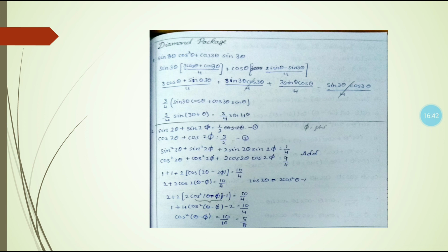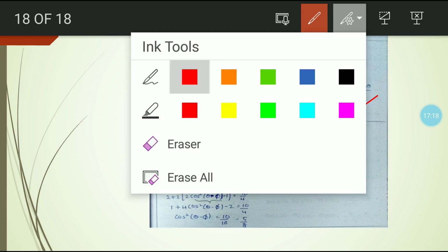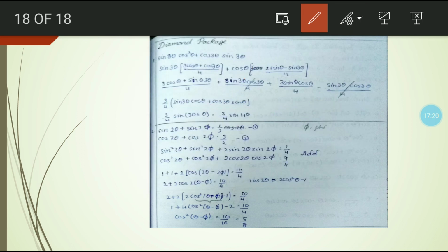Now here finally we came to the diamond package. So in the diamond package, the first question is sin 3 theta sin cube theta plus cos 3 theta cos cube theta. Now if we see here, as you know, the same simplification, here you can cancel it. Then whatever is remaining you can write here. Then just simplify, then you will get the answer as 3 by 4 cos 4 theta. So it's option C.